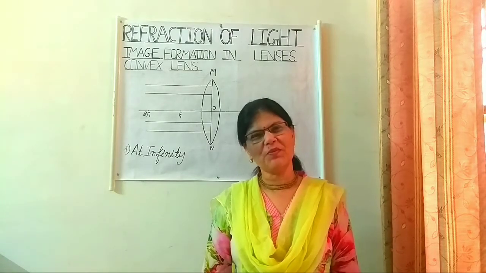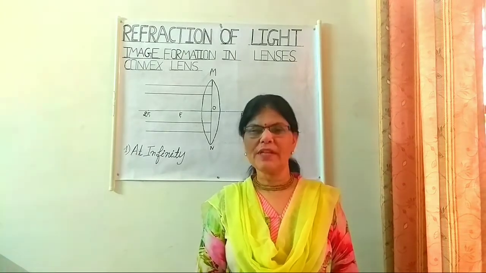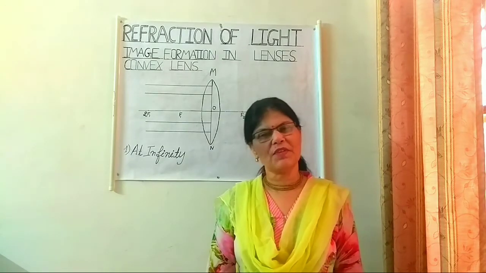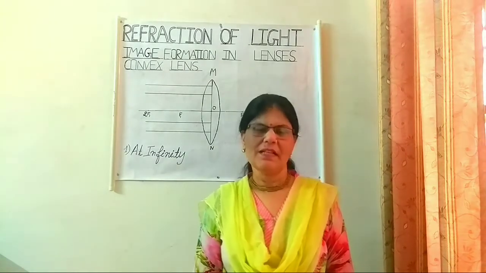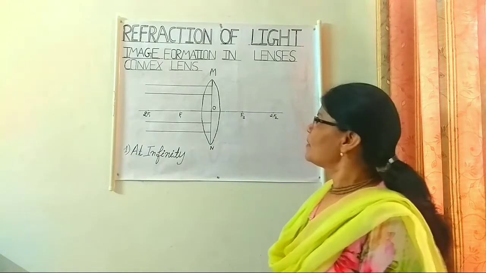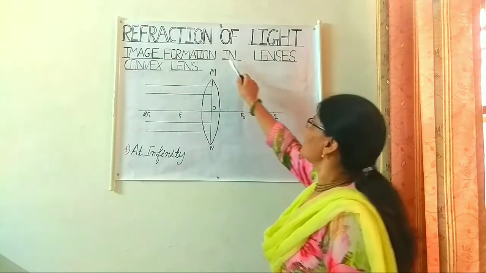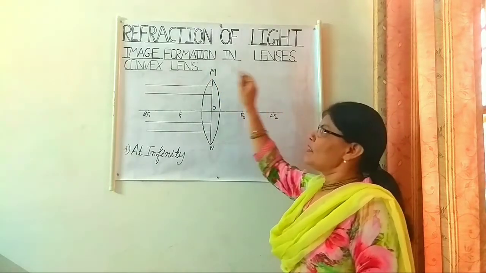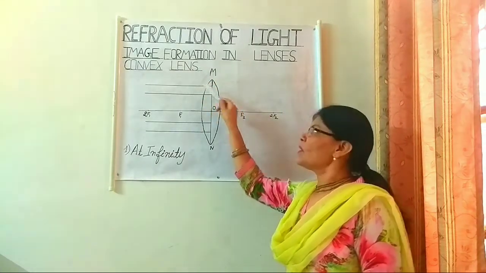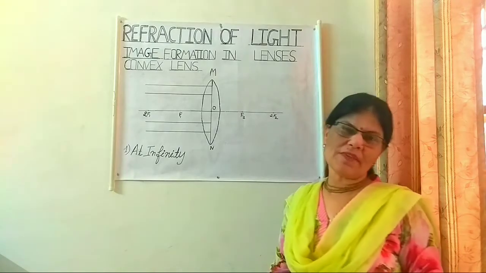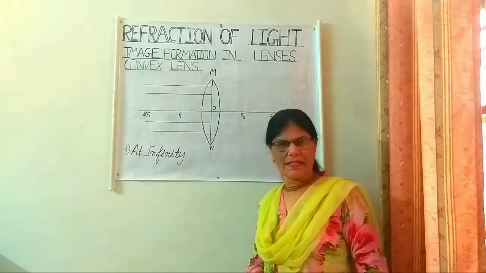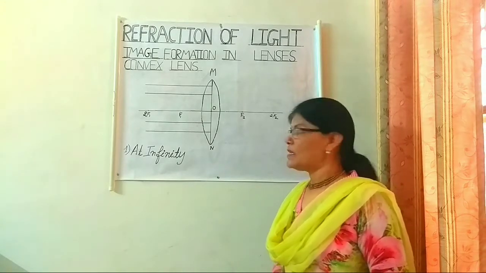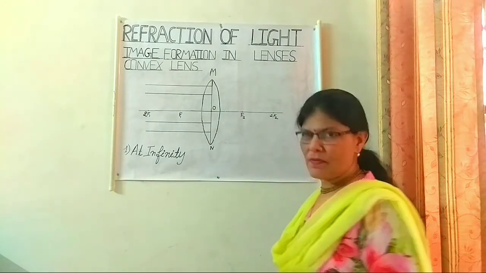In the last video, we discussed the three rules for image formation in the case of converging and diverging lenses. Today, let us discuss image formation in lenses. Let us first discuss the convex lens. In the case of a convex lens, we have 6 cases, and we have 2 cases in the case of a concave lens. So let us first discuss the convex lens.